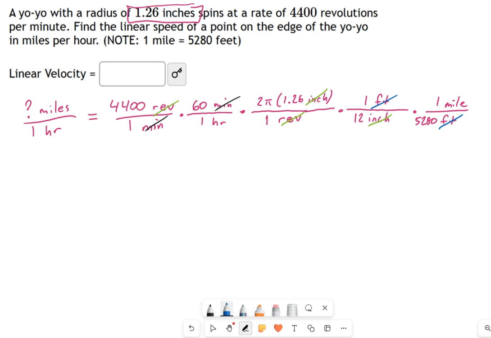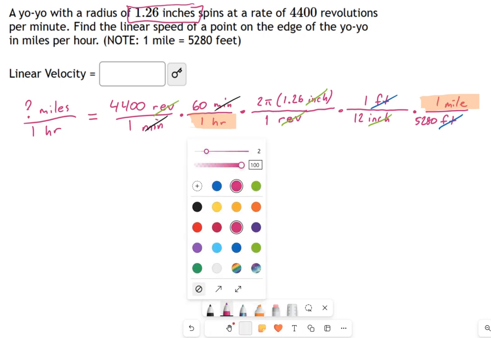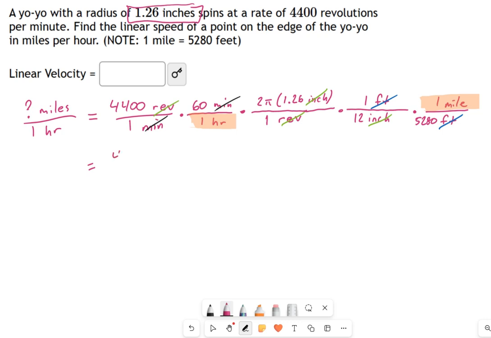So if you look at what's left in this big old mess here, I've got hours on bottom and miles on top. In other words, this is going to be a miles an hour problem once I finish calculating all the numbers. So let's collect all the numbers. This is going to be 4,400 times 60 times 2 pi times 1.26, and that's it for the top. And then on the bottom, I have a whole bunch of ones. Okay, we got 12 times 5,280. All right, so you just have to calculate what that fraction is equal to.